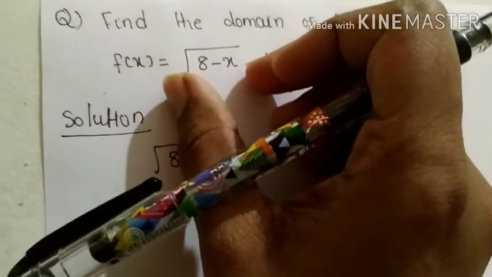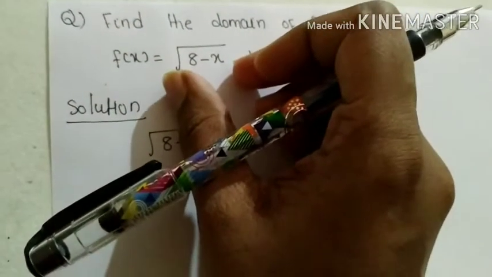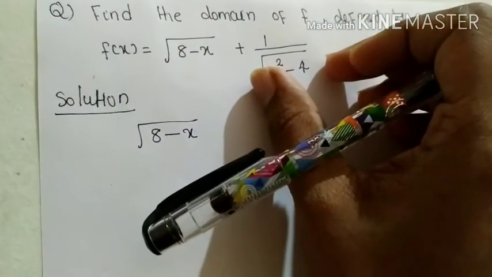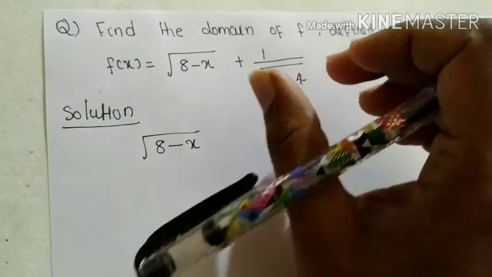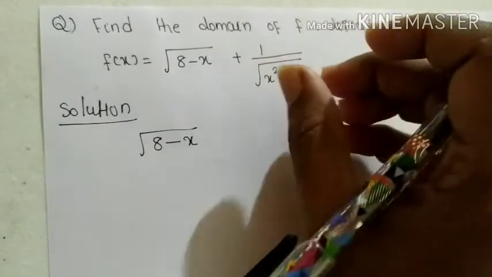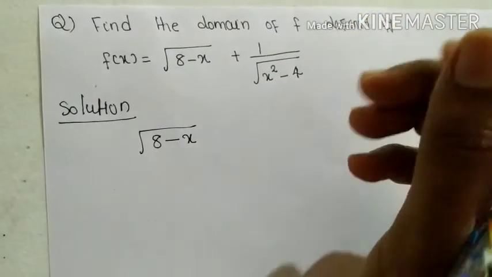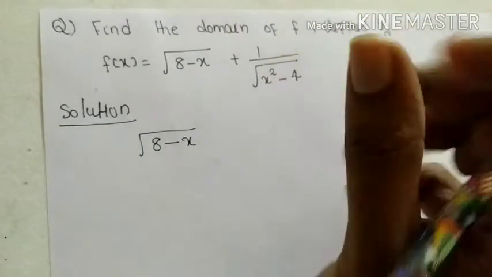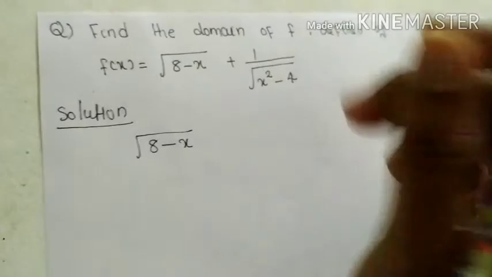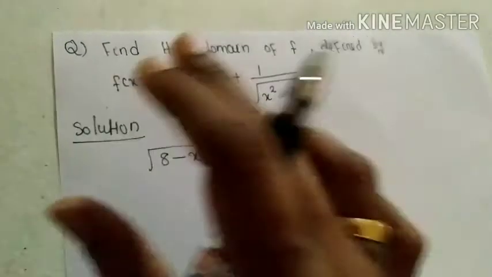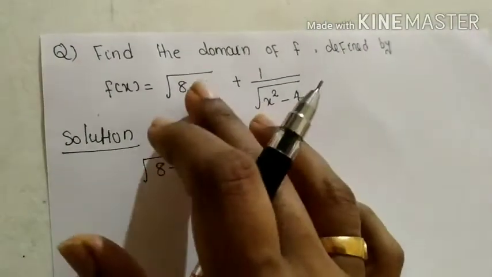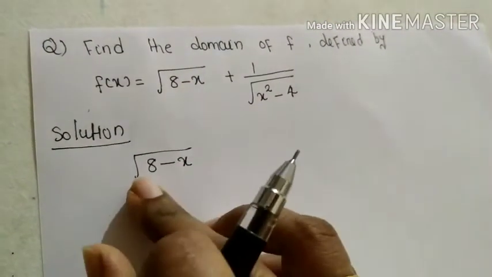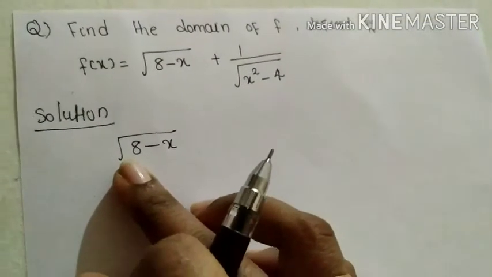First of all, I am going to find the domain of the first part of the question, and next I am going to find the domain of the next part, and we get two intervals. If we get two intervals, we need to take the common elements of both intervals, and that is the domain of the whole function.